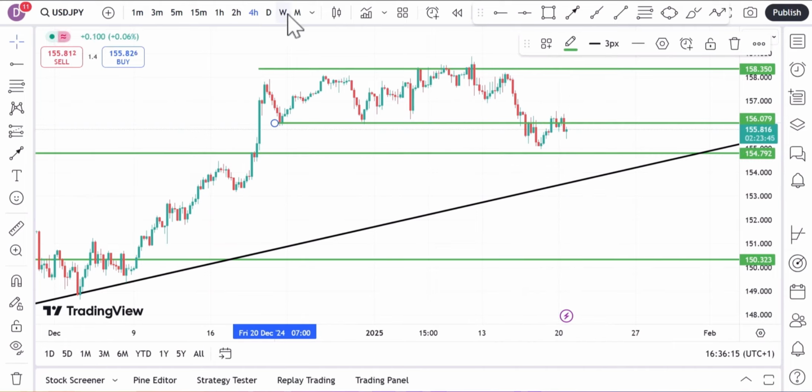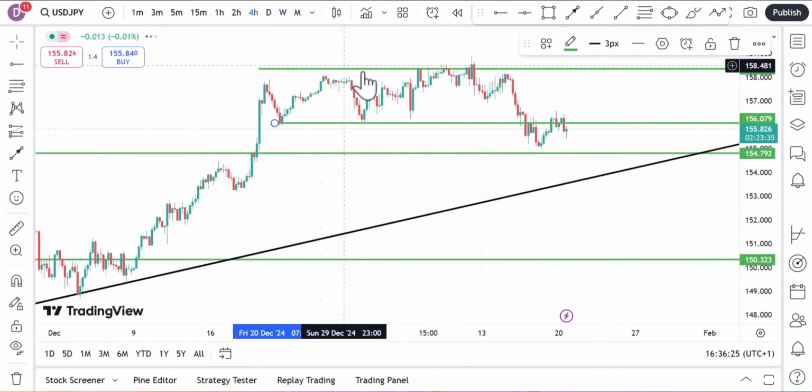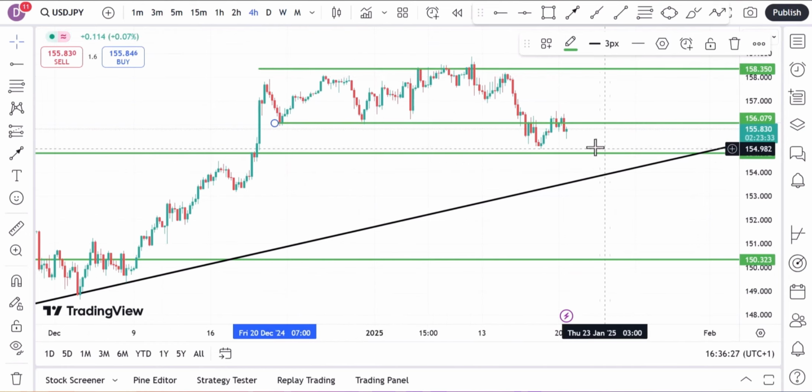Let's go back to the weekly time frame. Sorry, there are a lot of lines here. This is the structure that was broken, and we can see that it's coming back to test it. So we know why it's coming back. If you have been trading this, you know that around this area you should get out, because the market might touch this trend line or this support level and start going up.